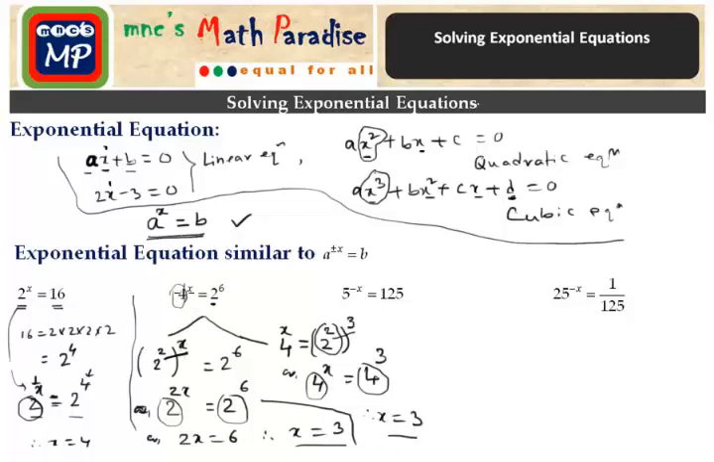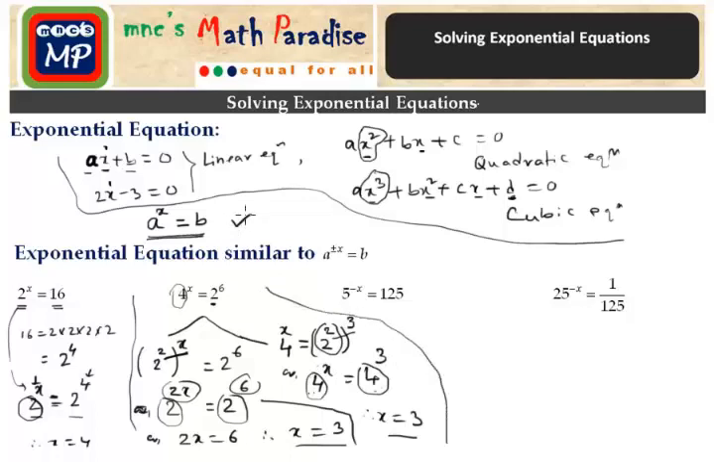Here we converted this 4 into base 2, and then we used this same base 2 to equate the powers. And here we converted this base 2 into 4, and then when we got the same base 4, we equated the powers.